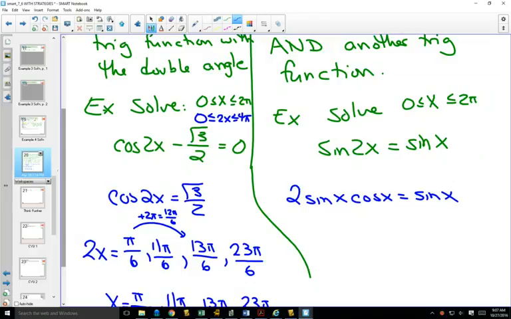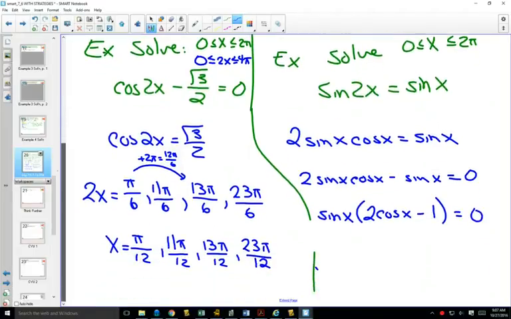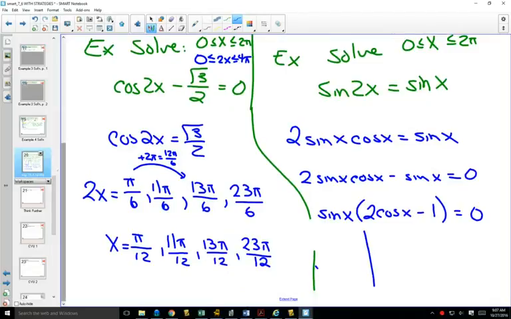we're going to make one side equal to 0 and factor. So if I subtract the sine x on both sides and make it equal to 0, then I have a common factor of sine x and when we split it up right there, then they're separated. So sine x could equal 0. Cos x could equal a half.